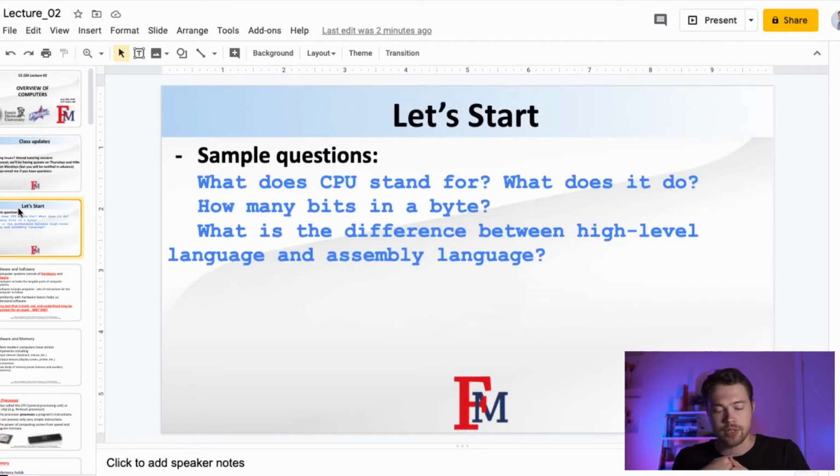One of the simple questions I'm usually asking at quizzes, midterms, all the exams, is what does CPU stand for? What does it do? And how many bits in a byte? What is the difference between high-level language, assembly language, and low-level language? So I'll go over everything you need to know, all the background. I'll do that very quickly, hoping that you remember that from 190, just refreshing your memory.